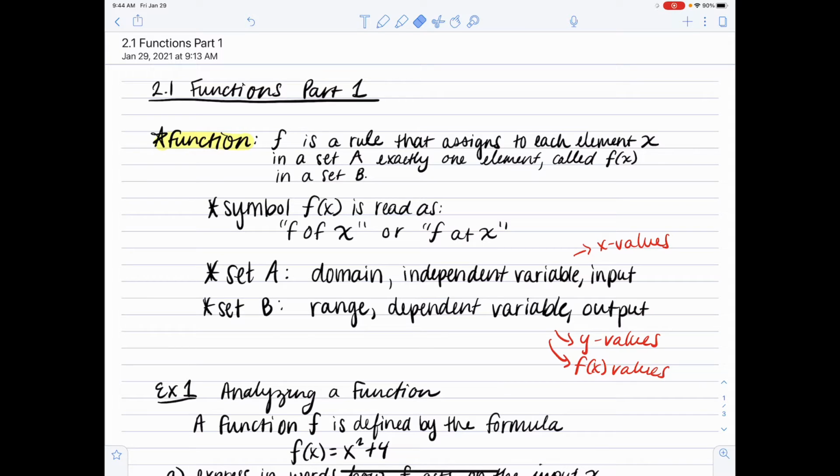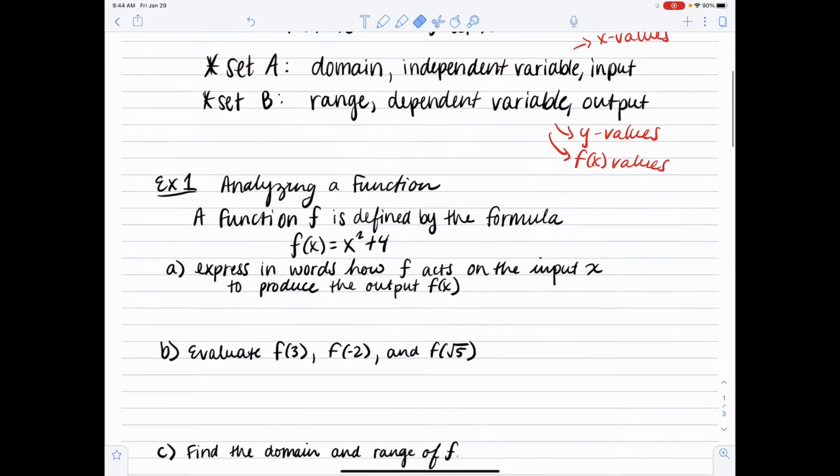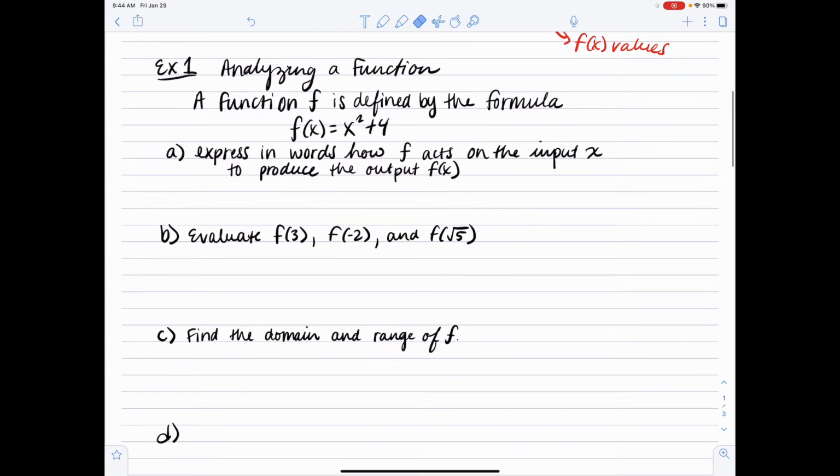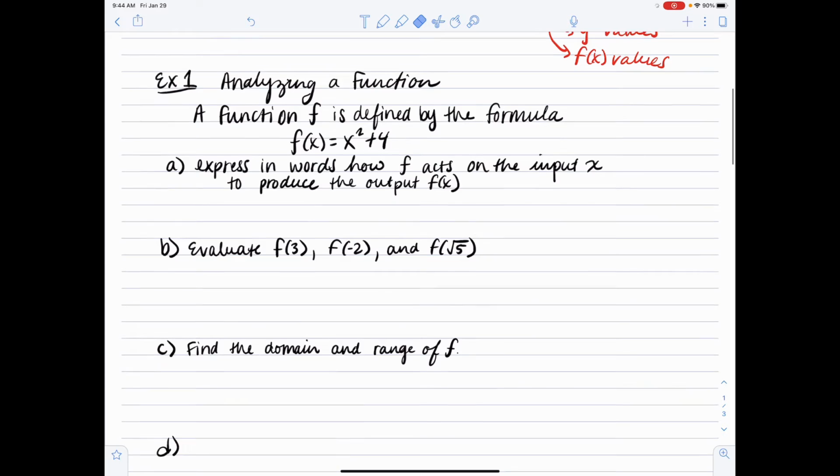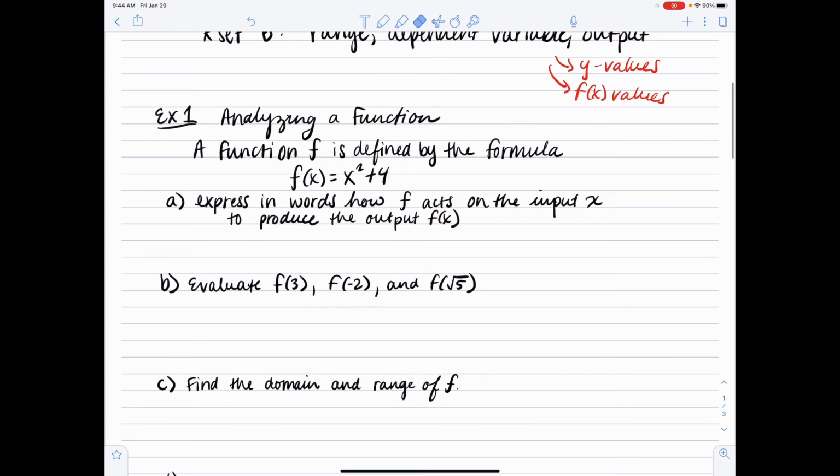All right. So example number 1, analyzing a function. It's just got 3 parts. There's function f, which is defined by the formula f of x equals x squared plus 4. So part A is asking us to express in words how f acts on the input x to produce the output f of x. So it's just asking you to say what's happening in this function.